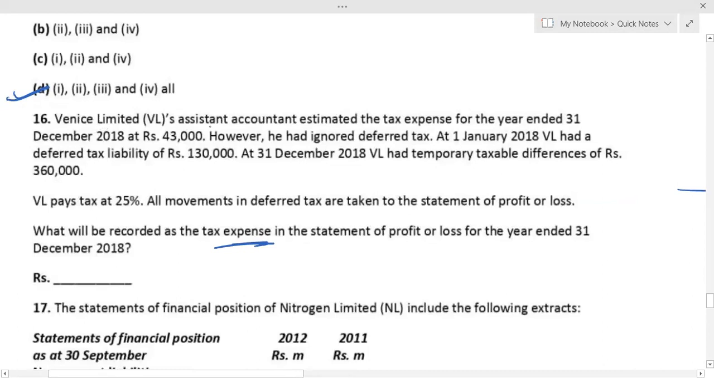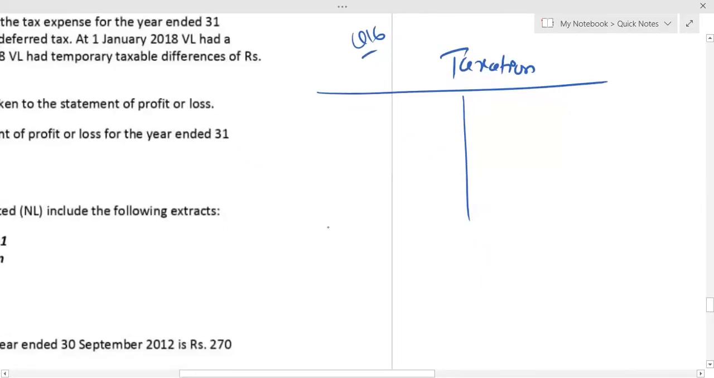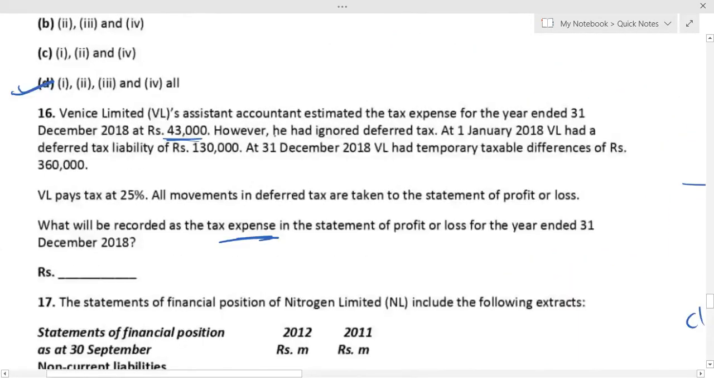Vinins Limited. The assistant accountant estimated the tax expense for the year ended December 2018 as 43,000. This is your closing current liability, current tax payable. However, he had ignored deferred tax.